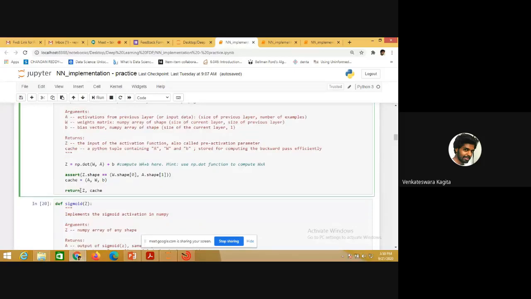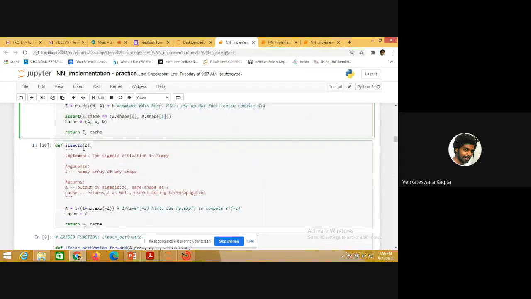You observe here, I'm storing these values A, W, and B because while doing back propagation, I need not compute them again if I store them. So to avoid that recomputation, I'm storing them in a cache. So I just return Z and cache.